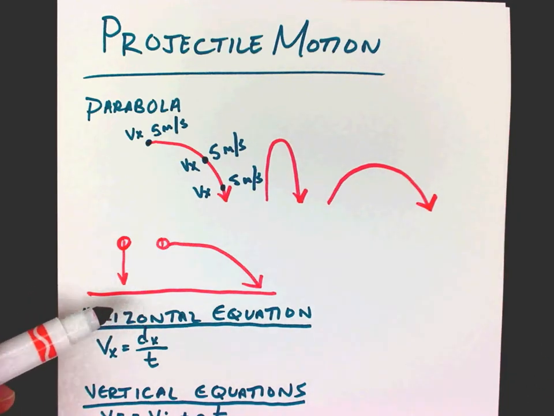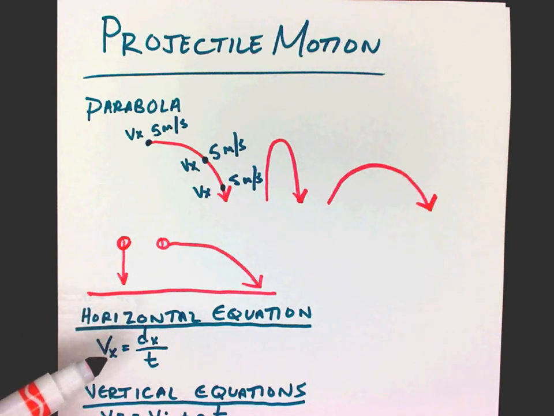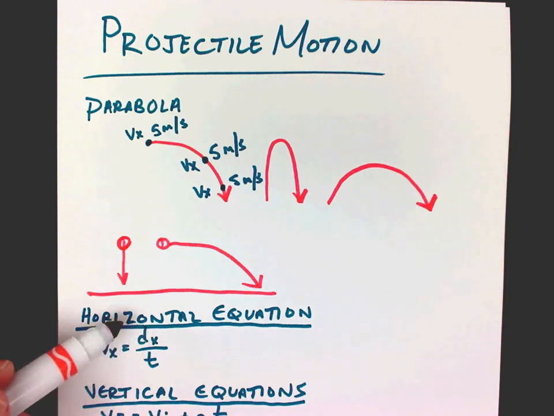Gravity doesn't care. That's probably a good thing to think about. Gravity doesn't care what's happening in the X direction. It is going to accelerate objects downward at the same rate no matter what.